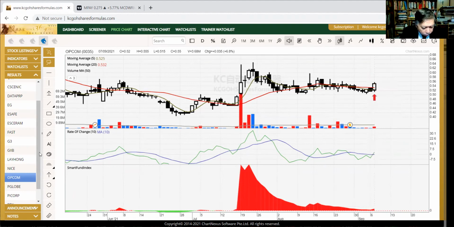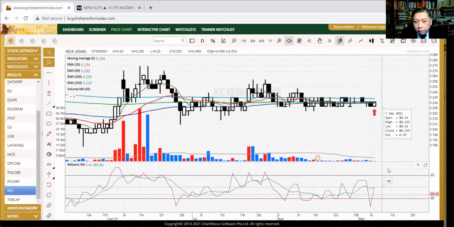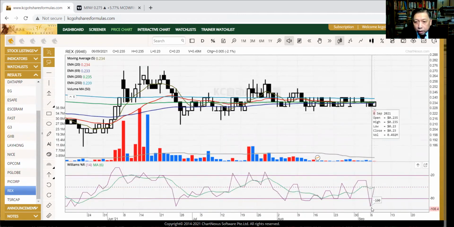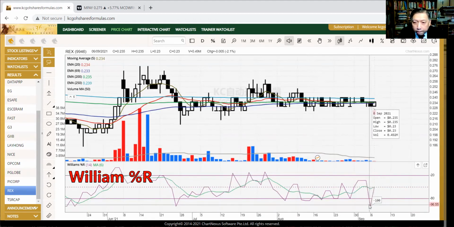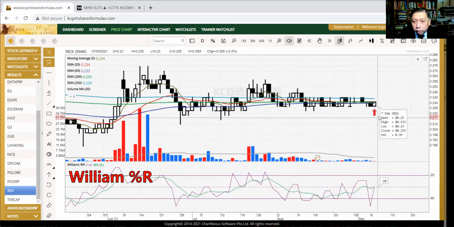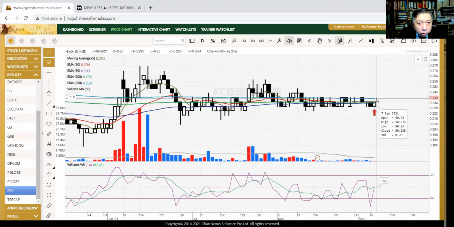So the other one I want to show you is Rex. Rex is the same thing. The stock actually came down. For the Williams percentage R, it came down to this oversold level and then just shot up. But this stock has some resistance over here, so it might not be so fast. Might not be so fast.